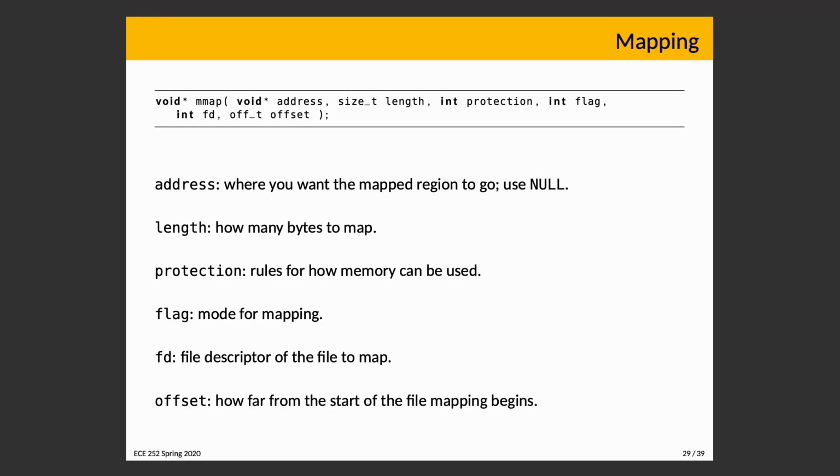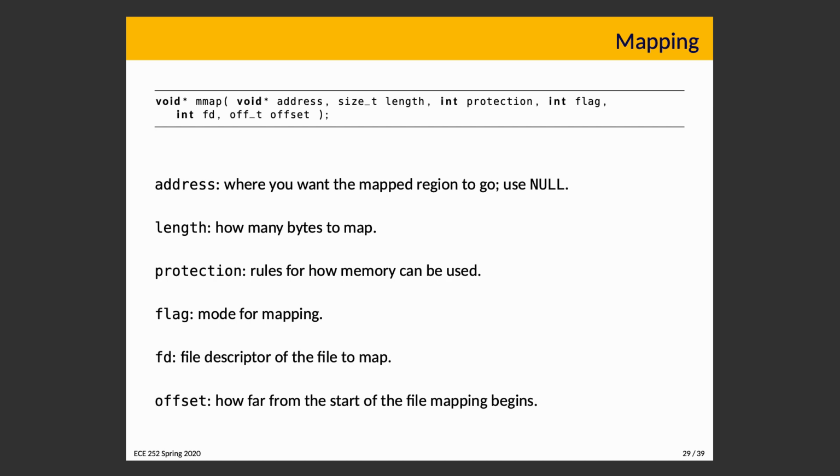So if you want to map a file, you have to use the function mmap, and it takes the following arguments. It takes an address where you want the mapped region to go. As with attaching a shared memory segment, use null. You should let the system choose, unless you have a very good reason why you need it to go in a specific place, but you shouldn't.